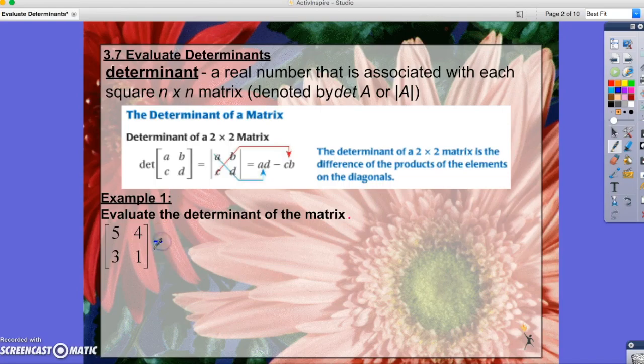Let's write an equal sign. Now, I normally like to draw through them like you see it here. So we do AD, and I always go down first. You see I cut through my down diagonal from left to right. So we get 5 times 1, and put a minus, then I do the up diagonal, 3 times 4.